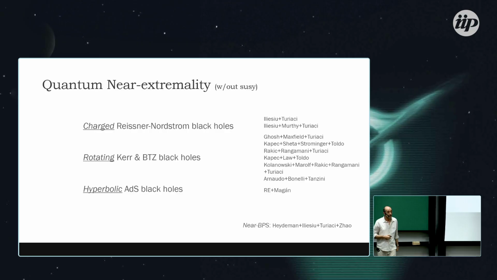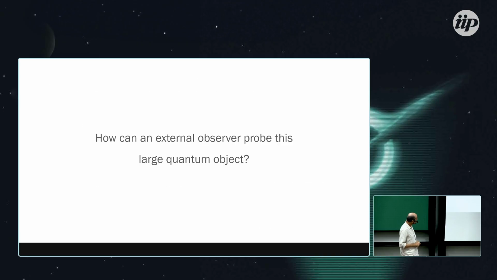Finally, there's a less well-known way of going close to extremality that doesn't involve charge nor rotation. That's in hyperbolic black holes. This is work that I did here with my chairman. My chairman is going to give me 5 extra minutes for mentioning him. So there's lots of developments here. I'm certainly forgetting some references, so forgive me if I'm not mentioning work that you think should be here.